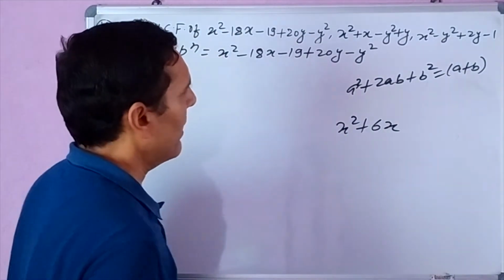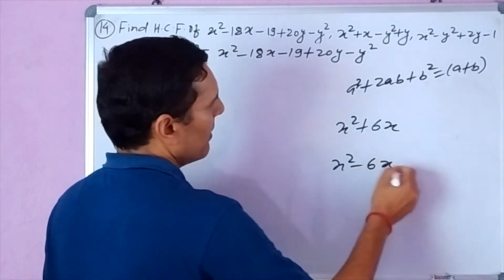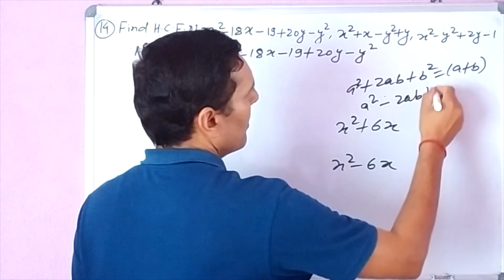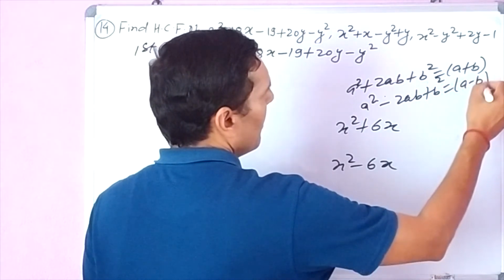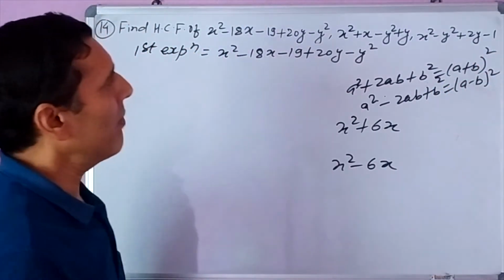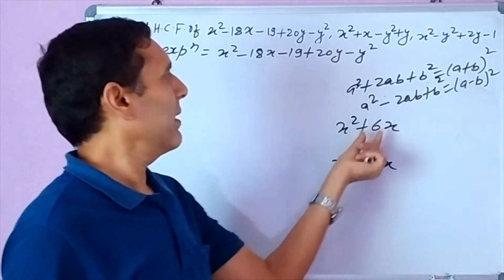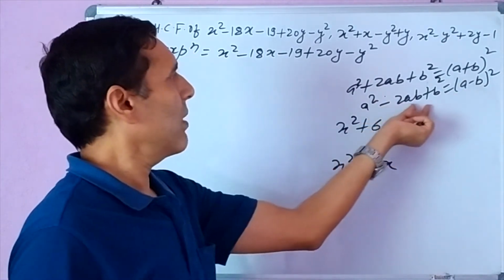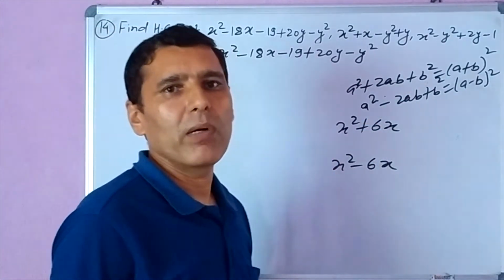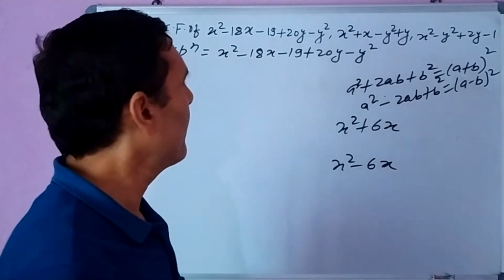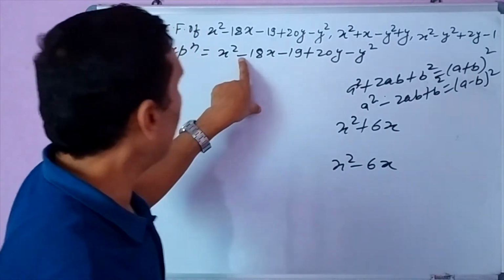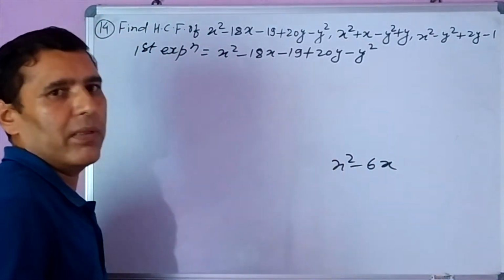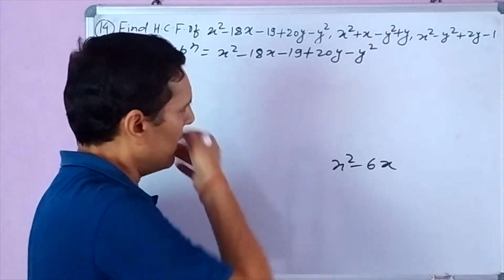If the second term is negative, like x square minus 6x, then we can write it in the form of a square minus 2ab plus b square, and it is a minus b whole square. So either we write it in the form of a plus b whole square, making it a square plus 2ab plus b square, or a minus b whole square, making it a square minus 2ab plus b square. This is known as completing the square. As we have a minus sign in the second term, we make it a square minus 2ab plus b square, so that we can write a minus b whole square.